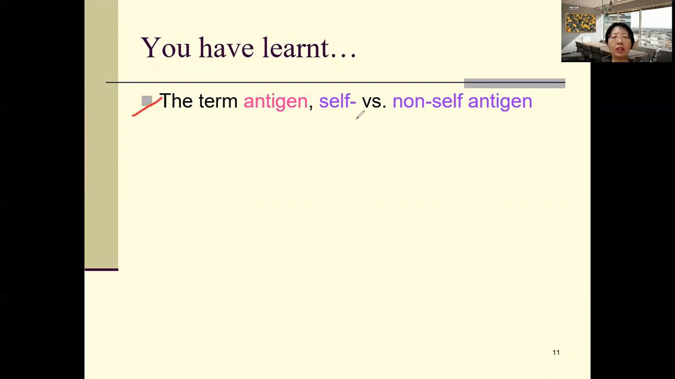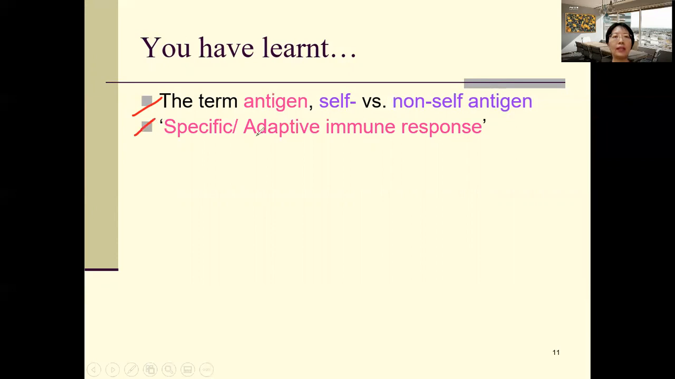You have learned the term antigen, self versus non-self antigen. You have learned about the specific immune response, or the adaptive immune response, where we produce antibody which is directed against a specific antigen, and we produce T killer cells that will act directly against a certain non-self antigen, so specific. It first involves antigen presentation. So this is the name of that step. Remember this name, you write this name for 1 mark before you elaborate.